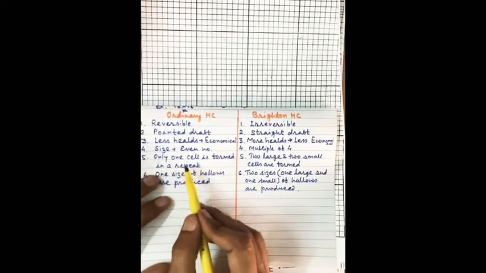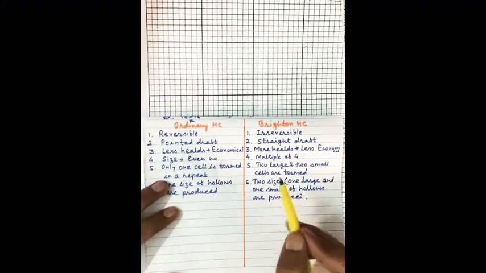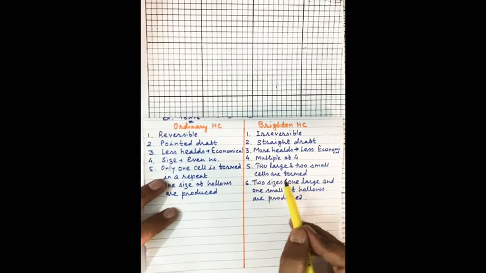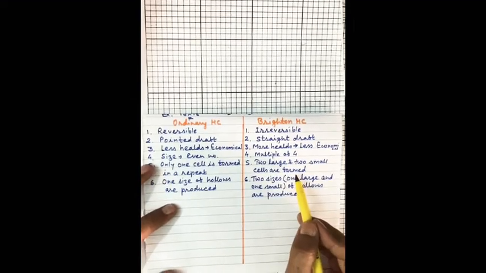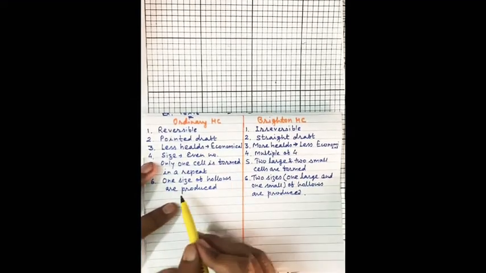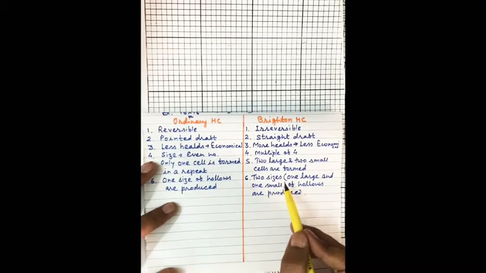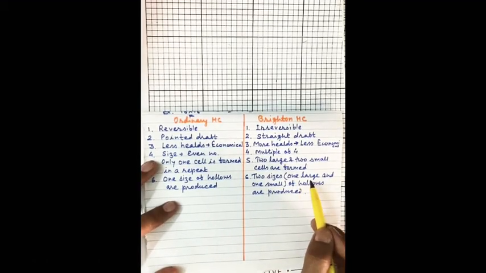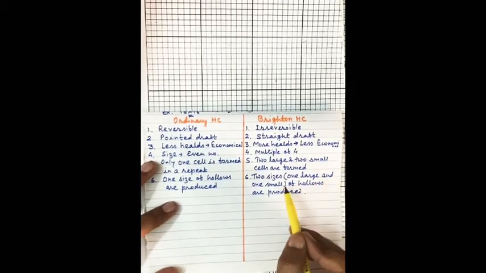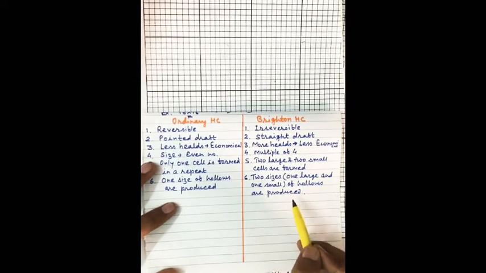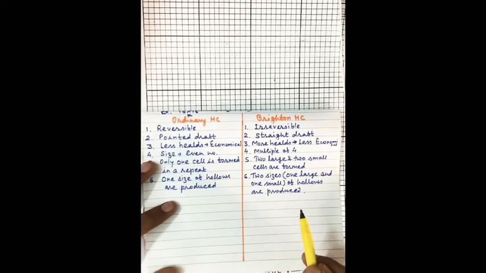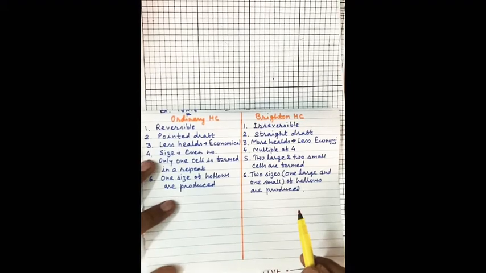In this case, only one cell is formed in a repeat, but in this case, 2 large and 2 small cells are formed on the surface of the fabric. And here, only one size of hollows are produced, but in Brighton honeycomb, 2 sizes. One large size hollow and one small size hollow are produced in case of Brighton honeycomb. And this is all about honeycomb weaves. Thank you.